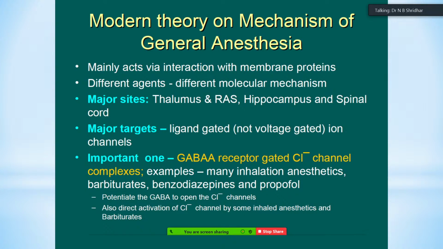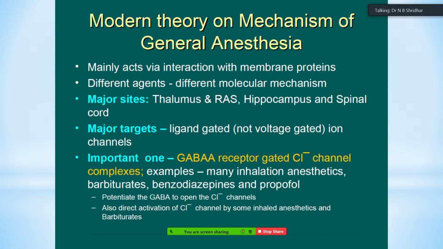And now the modern theory on the mechanism of general anesthesia. The general anesthetics mainly act by interaction with membrane proteins, so they may be receptors. Different agents have different molecular mechanisms, and a few of the agents act using a common mechanism. The major sites of anesthesia are the thalamus and the RAS, the reticular activating system, the hippocampus and the spinal cord. These are all the major sites of the anesthetic effect, and the major targets are usually ligand gated ion channels.